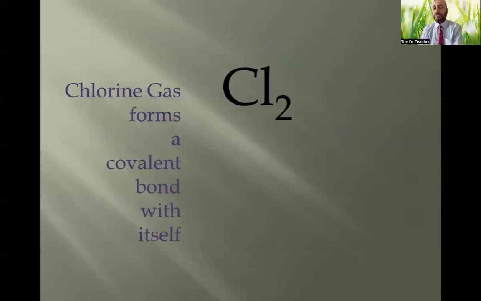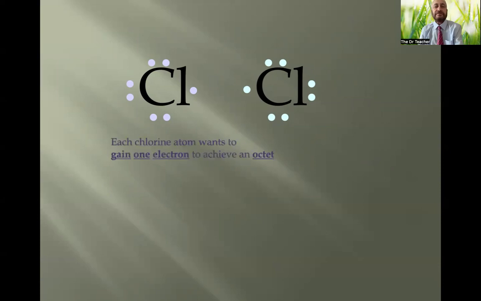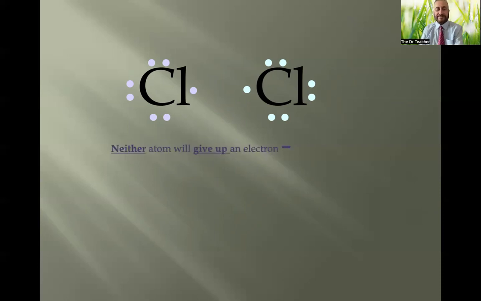So now we come to chlorine gas, which forms a covalent bond with itself, Cl2. How will two chlorine atoms react? Let's see. Everyone is equal in electronegativity. Nobody is more powerful than the other one. They are similar, homonuclear. And then let's see what will happen. Each chlorine atom wants to gain one electron to achieve the octet rule, but neither atom will give up an electron.